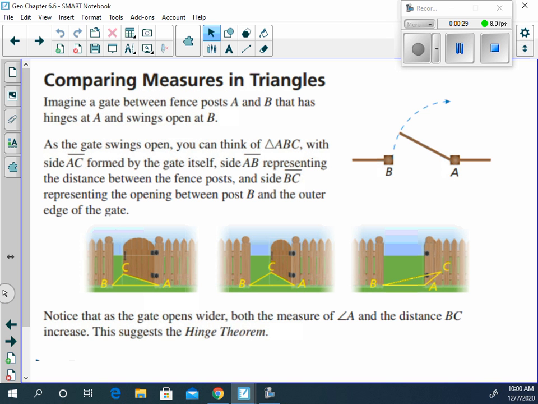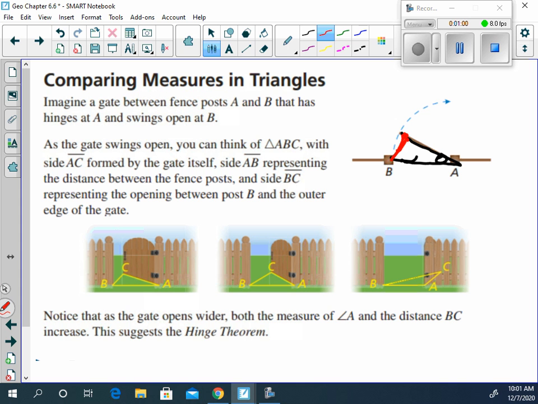As we open it, that other side of the triangle is going to get what? Bigger, yes. It's going to get wider, because that length is going to increase. And the angle here at angle A, if we drew this triangle here, this angle is going to get bigger as the gate opens, yes? And the distance from this point here to this side is going to get bigger, yes?